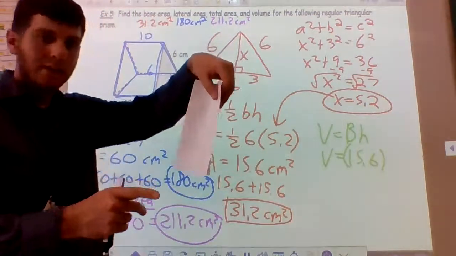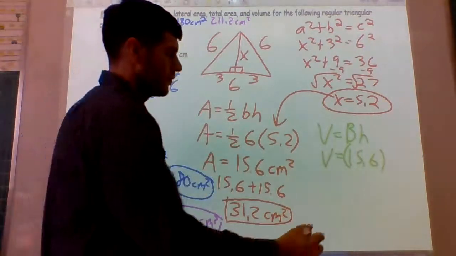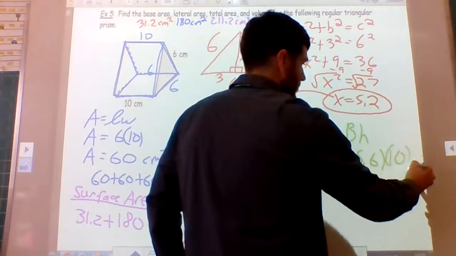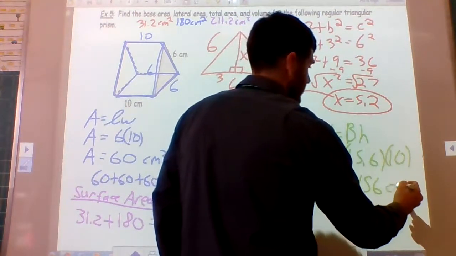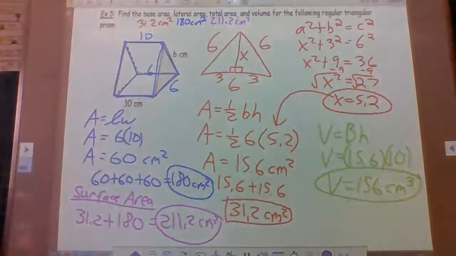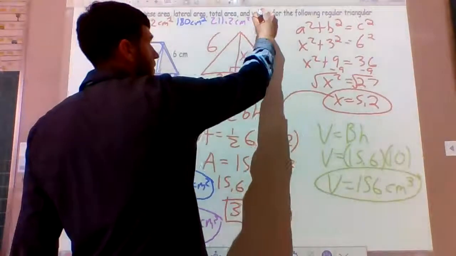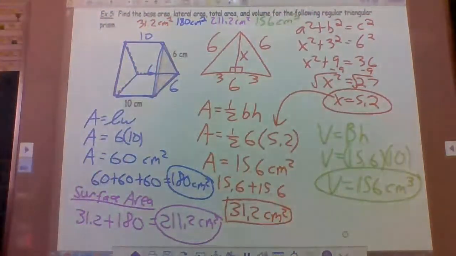If you put it up like this, it makes it easier to see. Here are your bases. Height is 10. Okay, so all we do is move the decimal place over. So it's going to be 156 centimeters cubed. So volume is 156 centimeters cubed.